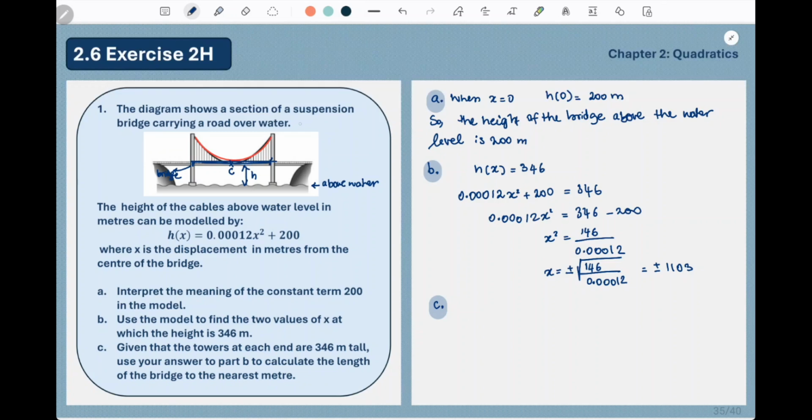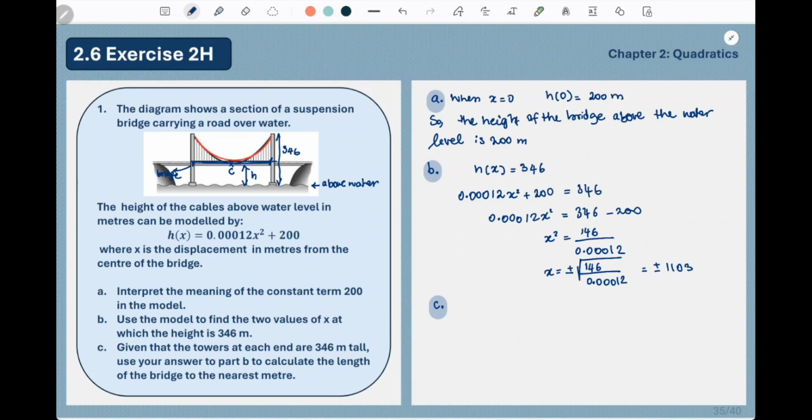But we're given a clue that the height of the tower is 346 meters. And we know that 346 is the same as the displacement of the cable at these endpoints. So we can make sense that this has a relationship to part B. And given that, we already found that the displacement from the center to here is 1103. So we only have to times it by 2 to get the full length of the bridge.